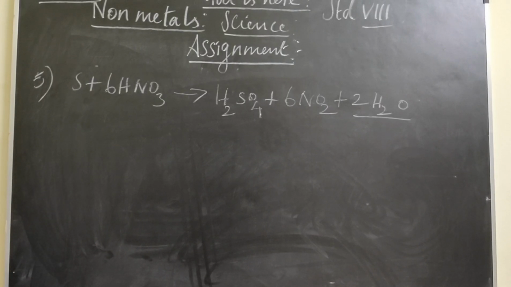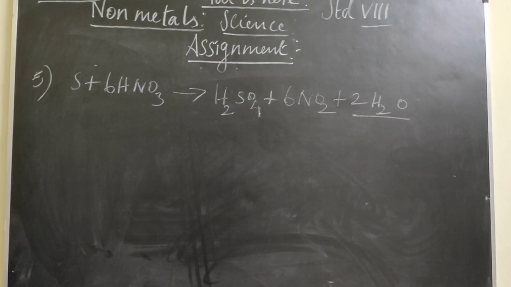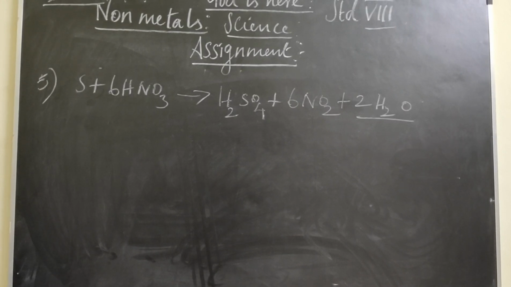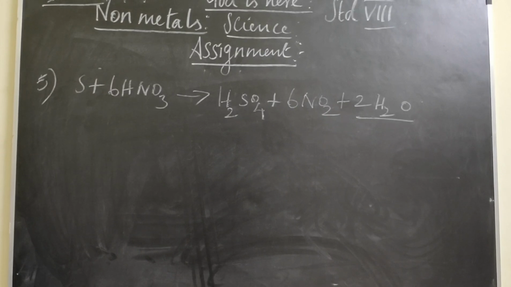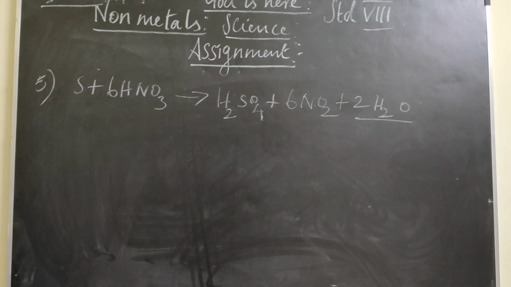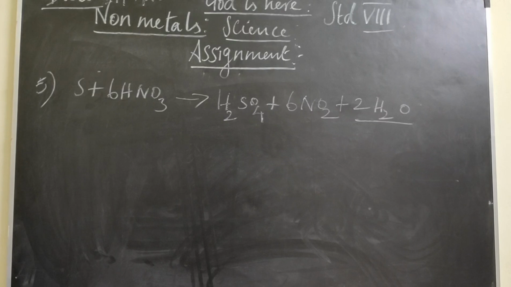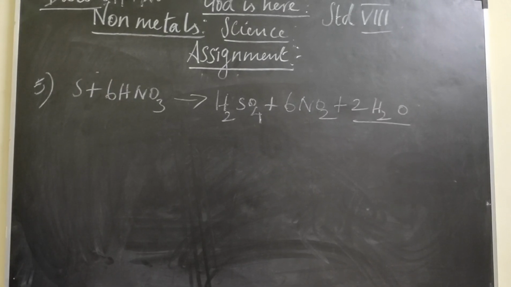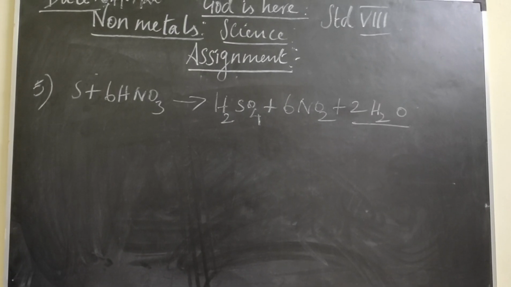Then carbon monoxide and nitrous oxide are neutral. They do not form acids on dissolving in water. Next one, reaction with acids. Unlike metals, non-metals do not replace hydrogen in acids. However, silicon reacts with hydrochloric acid to form silicon tetrachloride, releasing hydrogen. Sulfur reacts with hot concentrated nitric acid to form sulfuric acid, nitrogen dioxide and water.